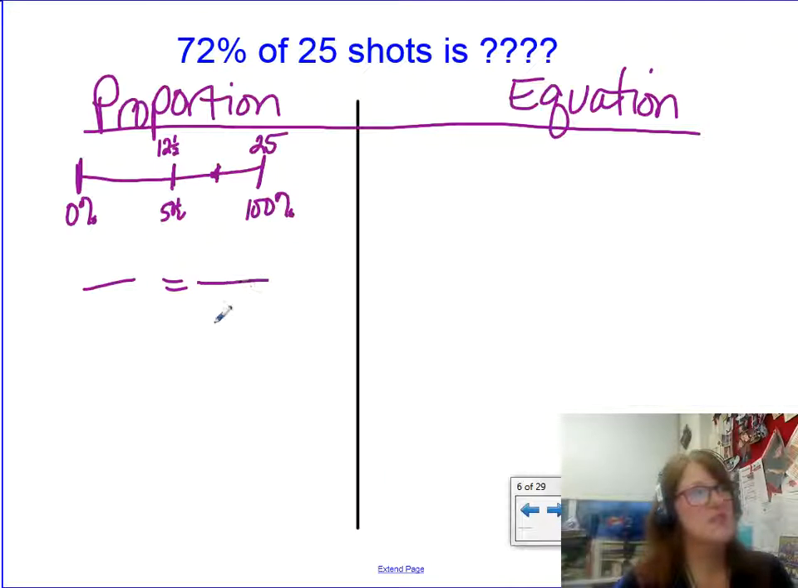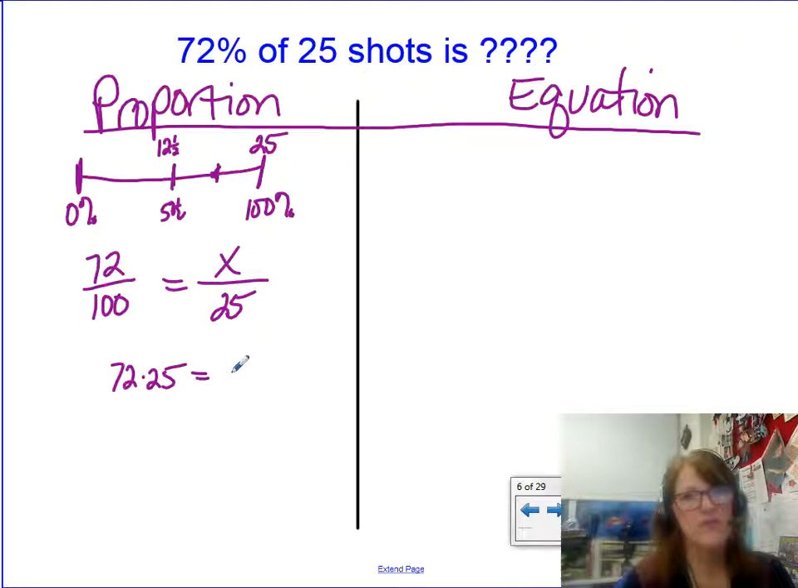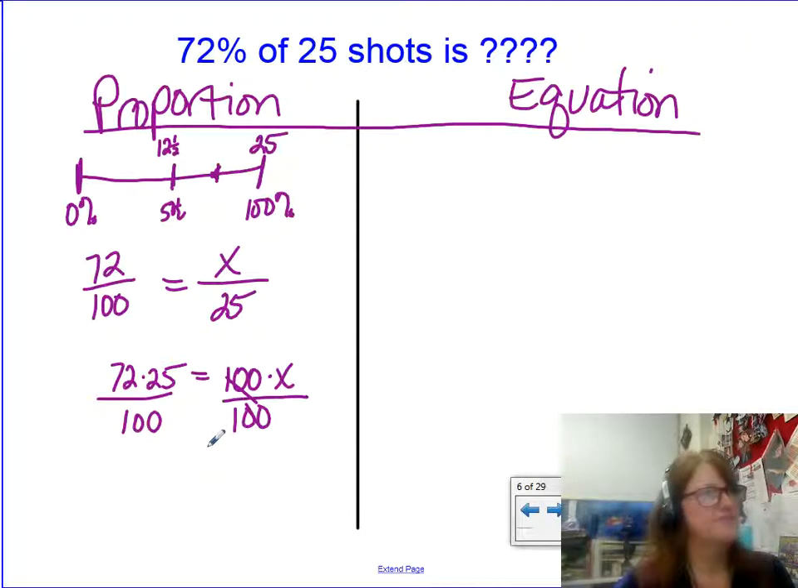Proportion way says this. You always have your percent. 72% means 72 out of 100. And then the 25 goes on the bottom because that's where the 100 was. And then this is the number you're looking for. You can cross multiply and solve this. 72 times 25 equals 100 times x, and then basically divide by 100 and go to town and get your answer, which I believe should be about 18. Okay? Yes.